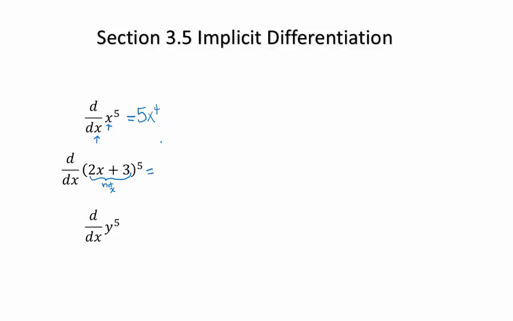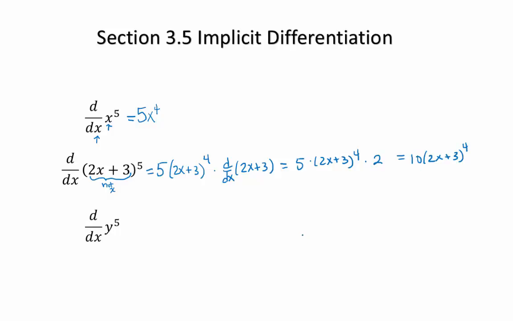So we would bring the 5 out front, leave the base the same, 2x plus 3, to the fourth, just like we did a minute ago. But to compensate for the fact that that wasn't an x, we multiply times the derivative of what it was. So that's 5 times 2x plus 3 to the fourth times 2. So we end up with a coefficient of 10 instead of 5. All right, now that is the chain rule that we learned previously.